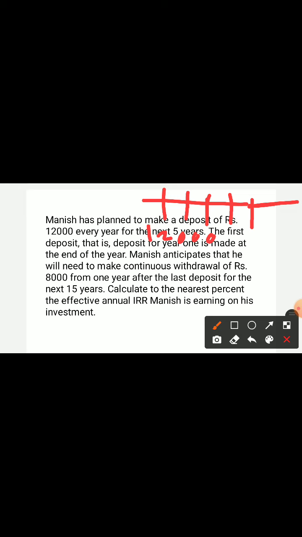After this investment, he also withdraws rupees 8,000 from 1 year after the last deposit for the next 15 years. So he deposits 12,000 each year and also withdraws 8,000 each year, and this will continue for 15 years.